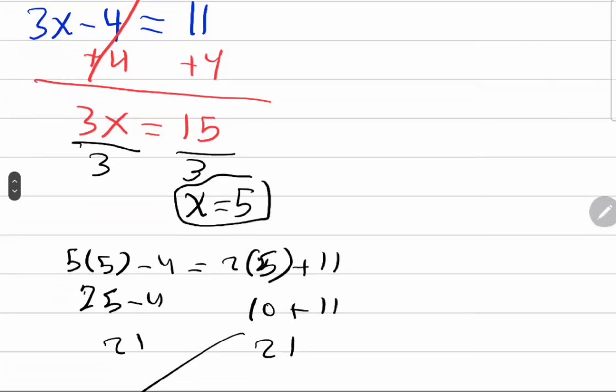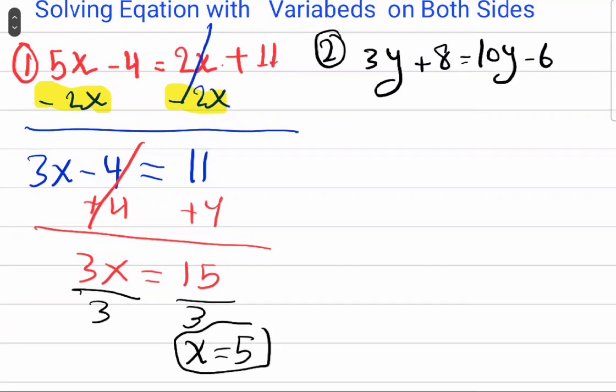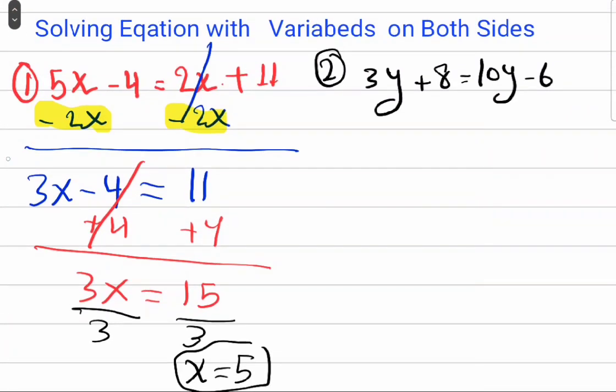Let's move on to number 2, where we have 3y plus 8 equals 10y minus 6. So we have that variable of y on both sides. We need to get the variable on one side, and then we can look to solve. We need to decide which side of the equation we want the variable on. Like I mentioned earlier, either way will work, but my suggestion, look to avoid negatives as far as the variable goes. And we can do that by getting rid of the one with the coefficient that is smaller in value.